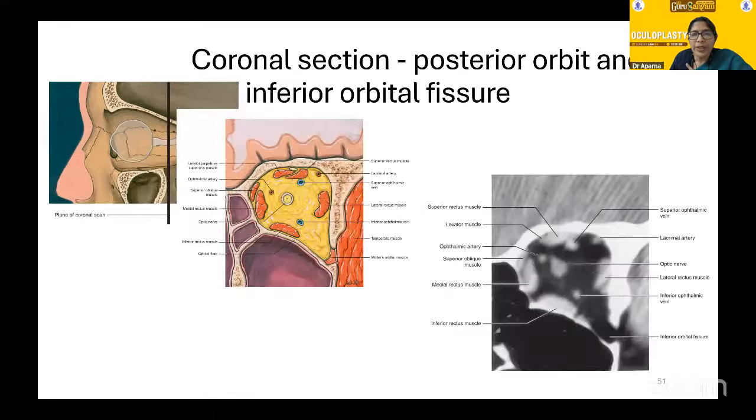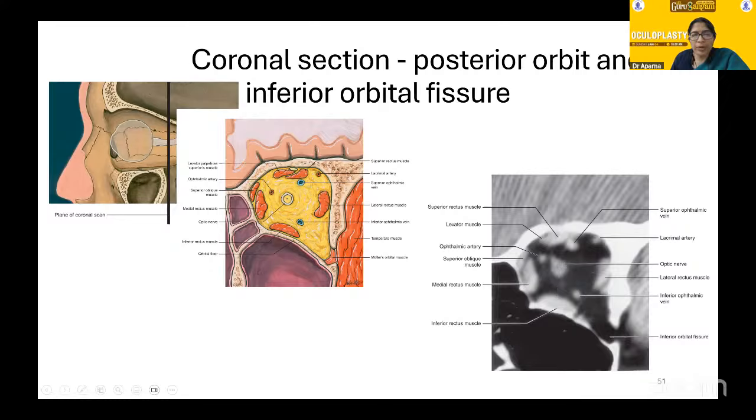Okay, the coronal section. This is an example of the coronal section, and the plane of the coronal scan has been shown, and we have a CT cut. So what all is seen over here? It is from the posterior orbit. So what we are seeing are the extraocular muscles, the recti, in the periphery, and we are also seeing the inferior orbital fissure in the extreme right lower corner, and in the center we are seeing the optic nerve.